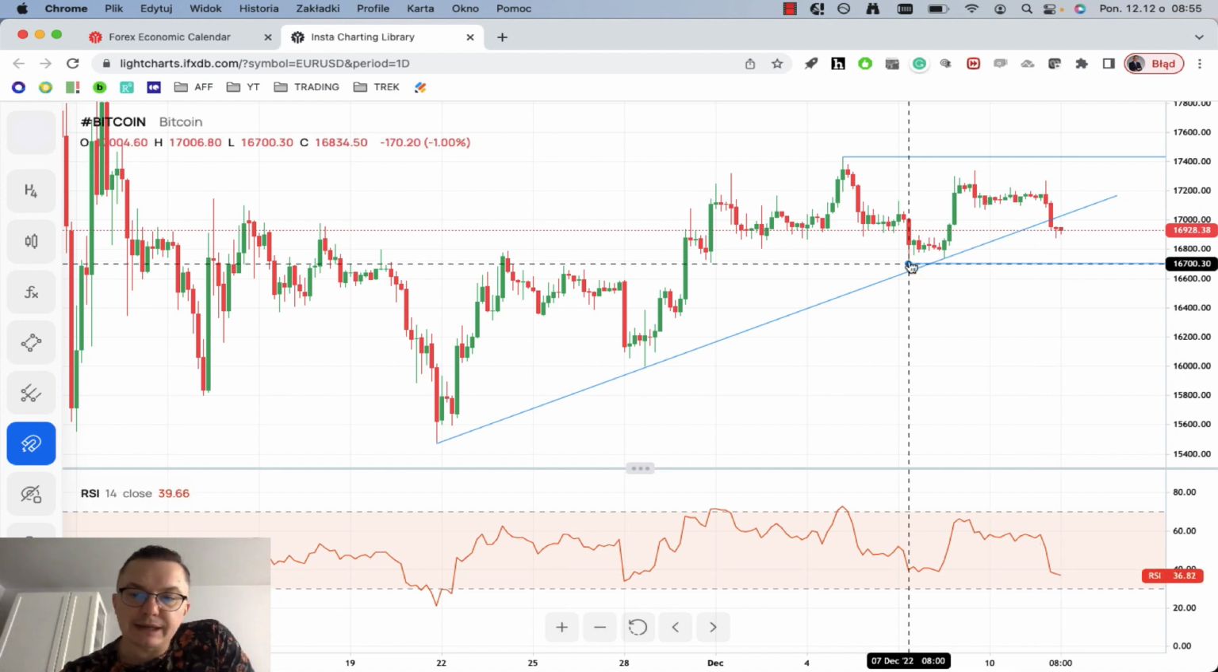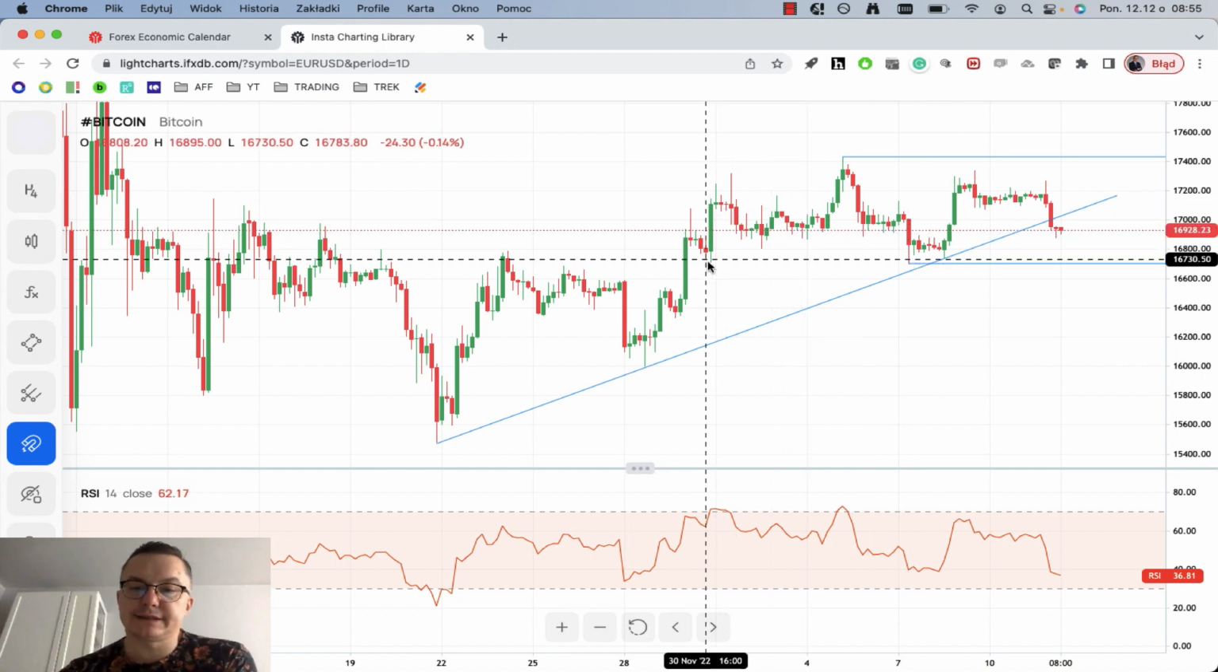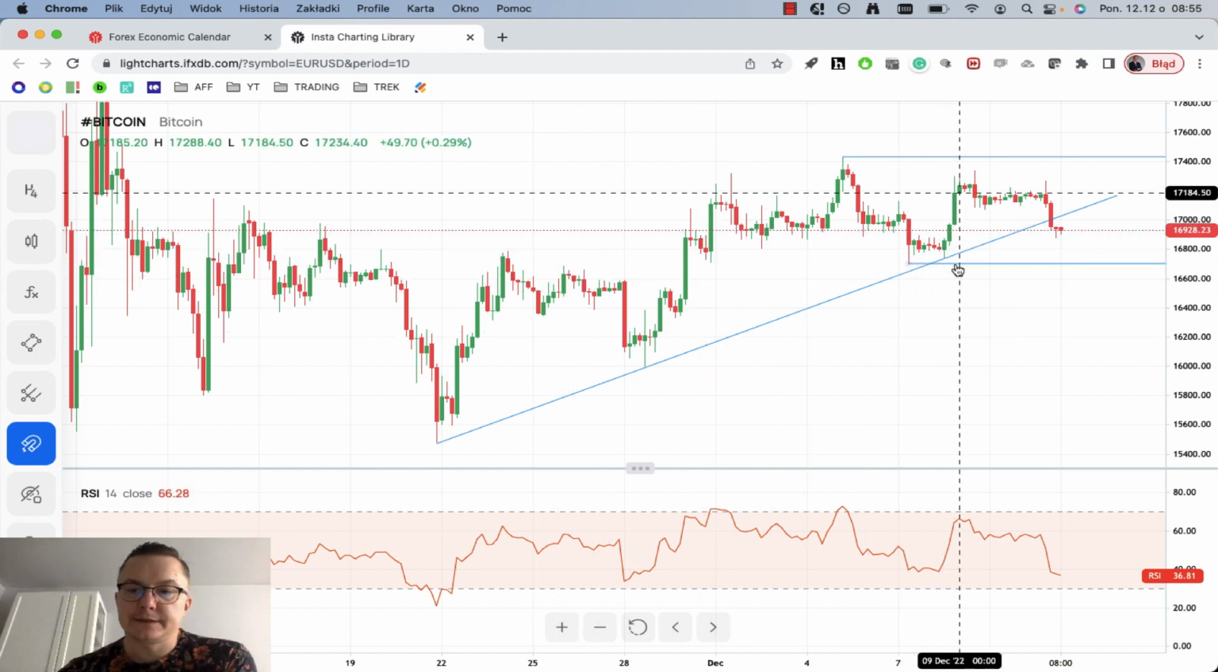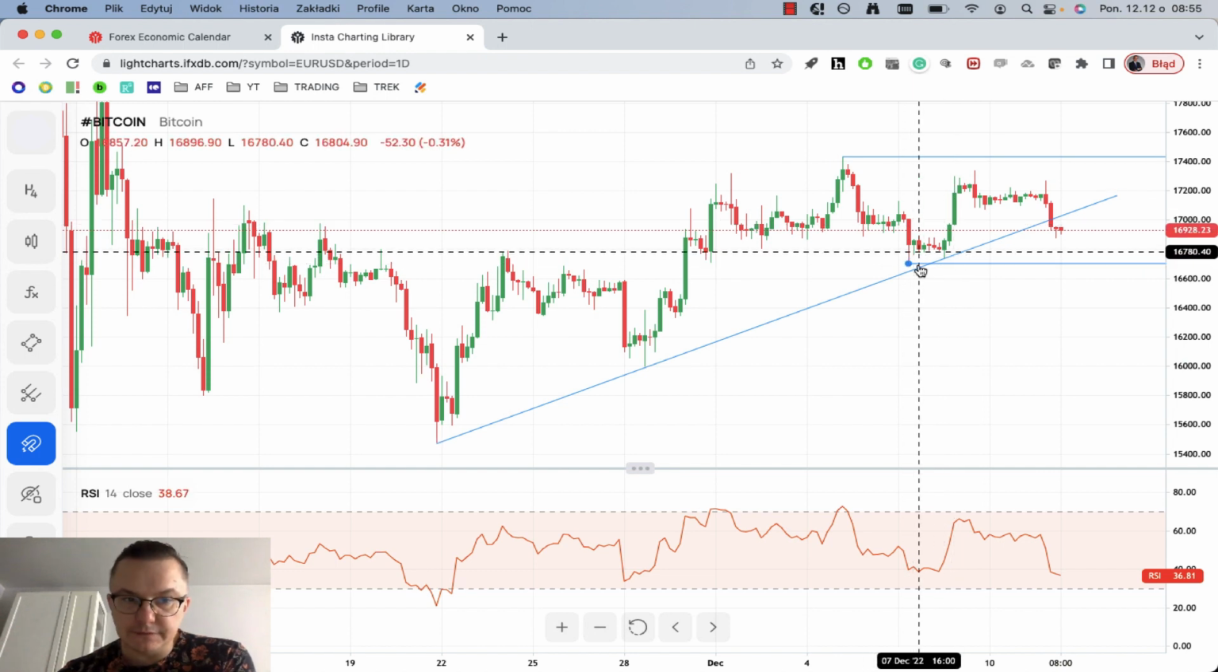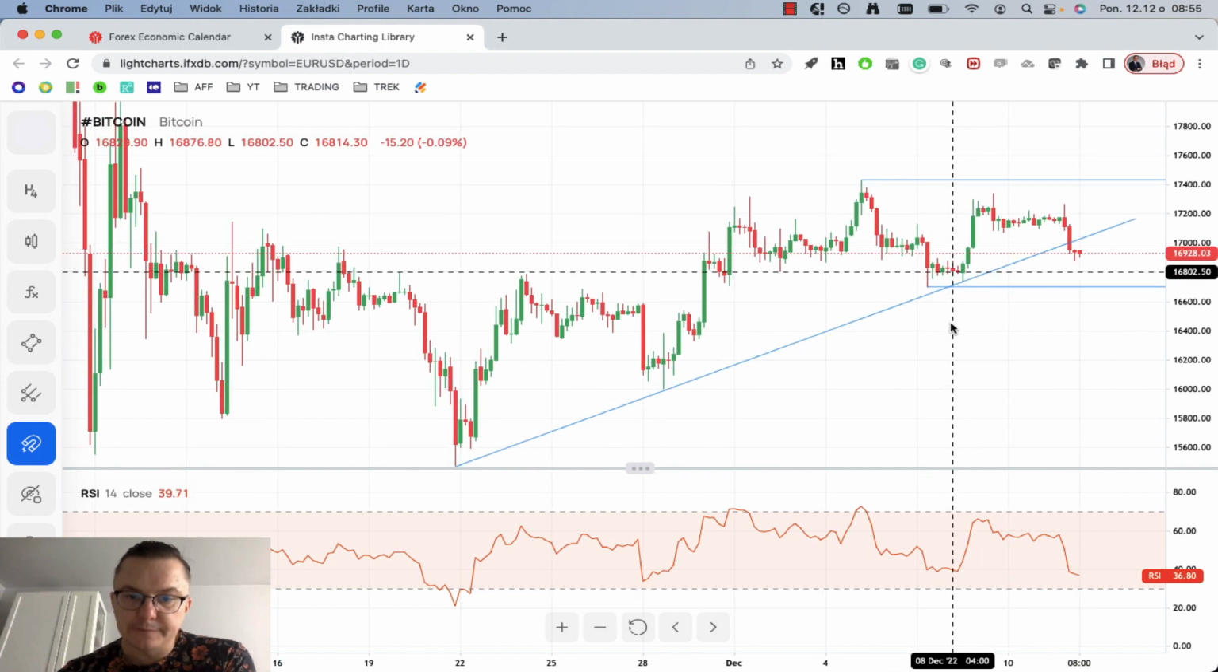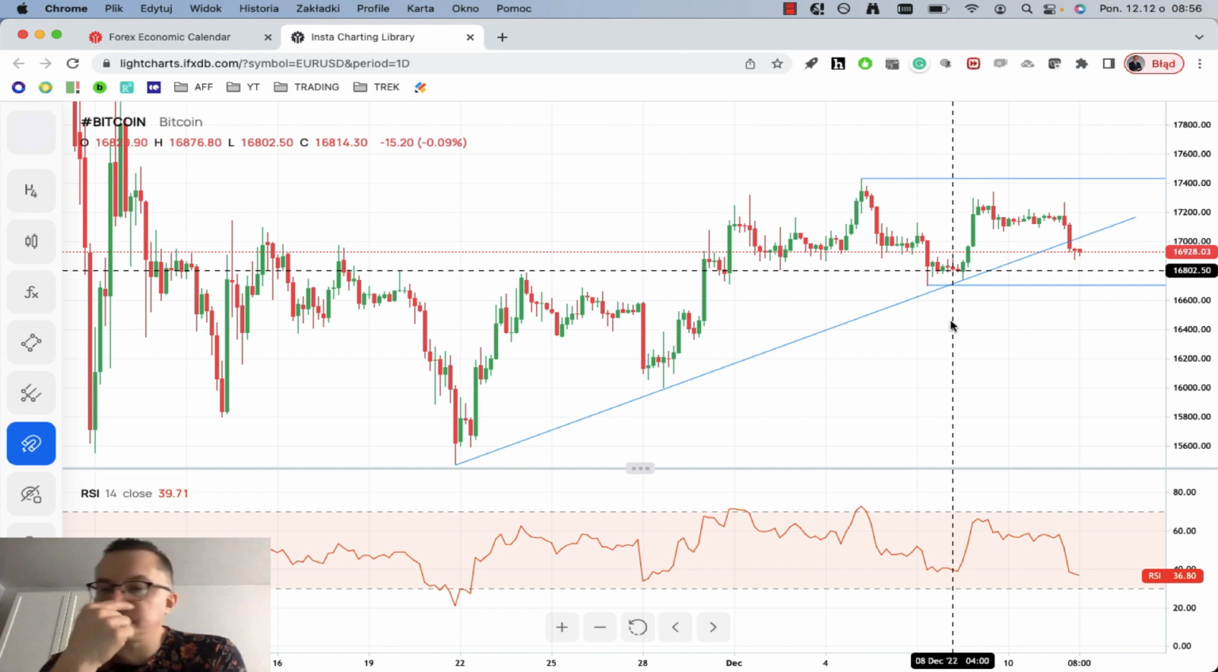So please keep an eye on this low here, 16,700. It might be tested soon, it might be traded soon, and plenty of people should be aware of the fact that this is an important technical support, because it's been tested here, it's been tested here. So any breakout lower will eventually be much more bearish than most people think.